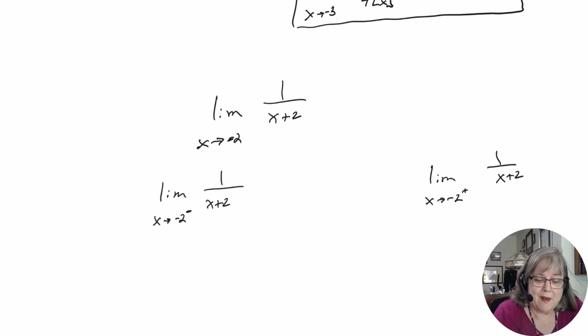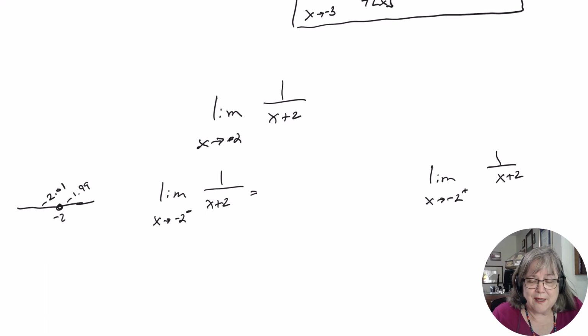Now we're going to do the -2. The number just to the left is -2.01, and the number just to the right is -1.99. So coming in from the left, since I can't substitute the -2 in, I'm going to sneak up on it and try to decide what's going on if I have 1 over -2.01 plus 2.